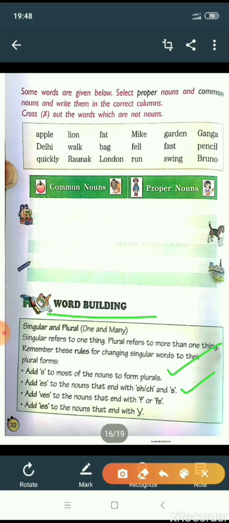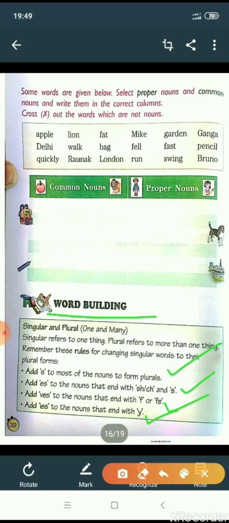Then third one is add ves to the nouns that end with f or fe. Children, this sentence is also not complete. Let me explain it. If the word ends with f or fe, to make its plural, we have to remove f or fe and then we have to add ves to make its plural form. Then the last one, add ies to the nouns that end with y.